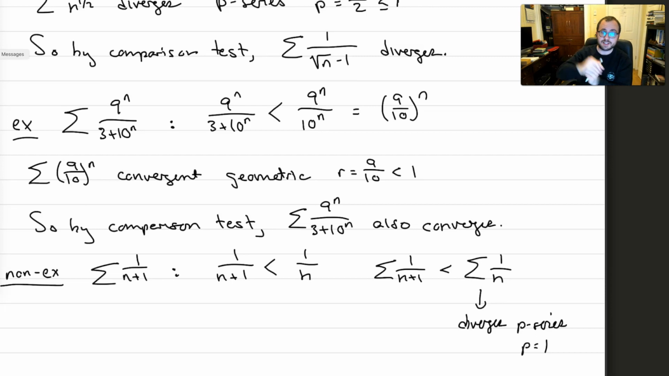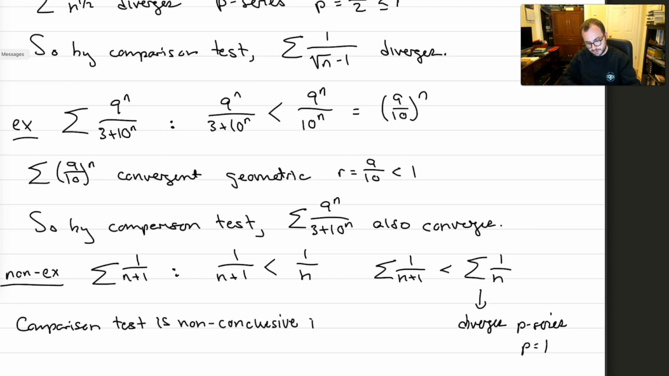The comparison test does not help when I determine, as I have here, that my series is sitting below an infinite quantity. That's completely unhelpful. So the comparison test is non-conclusive in this situation. If my series was bigger than 1 over n, sure, I could say that 1 over n plus 1 was divergent, but it's smaller. So can't use the comparison test.